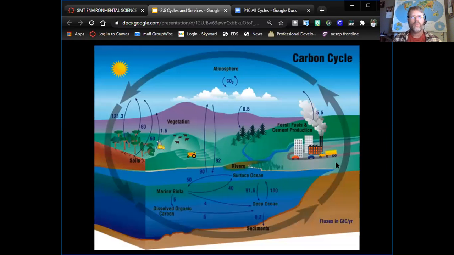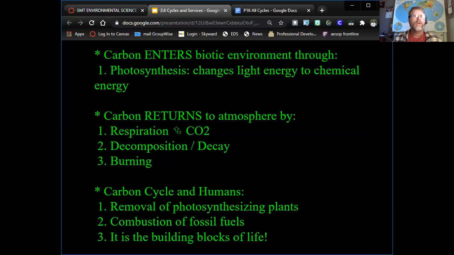Okay, so this is one picture we saw of the carbon cycle as it goes through the different pieces here, and there's a whole lesson on that. And so what we see in that picture is that carbon enters biotic, so that's normally with oxygen or living things. Okay, remember bio means living. So it enters the biotic environment through photosynthesis, so that meant the changes in light energy to chemical energy. Okay, so that was the thing we talked about the other day with plants' role in the system.